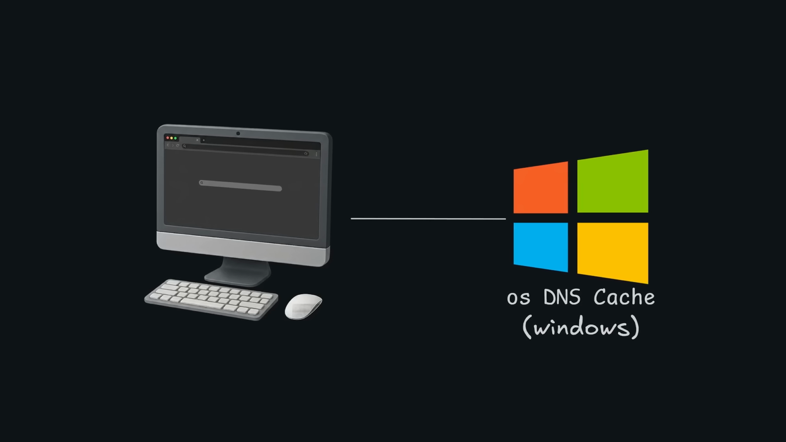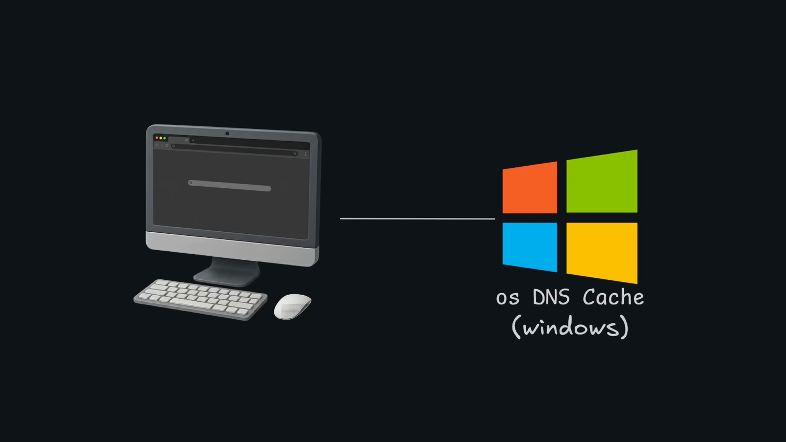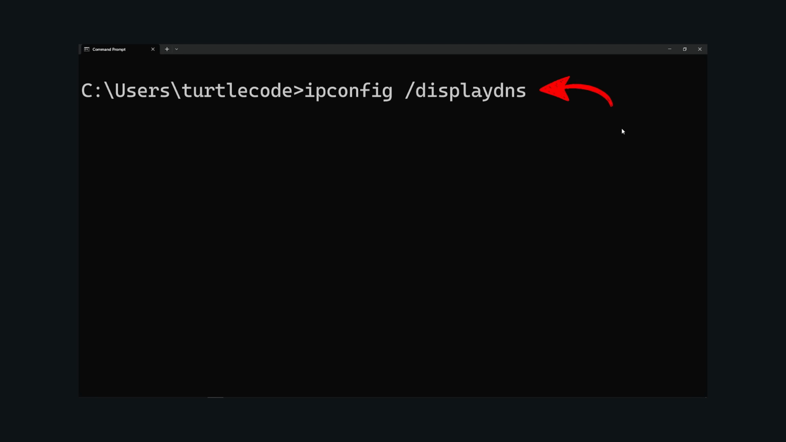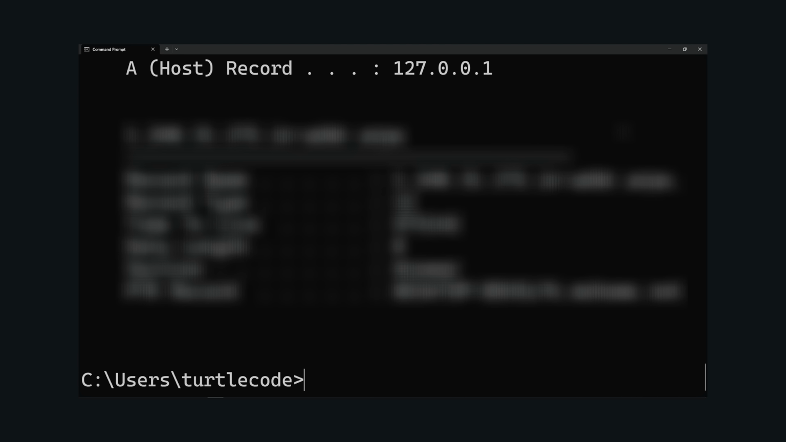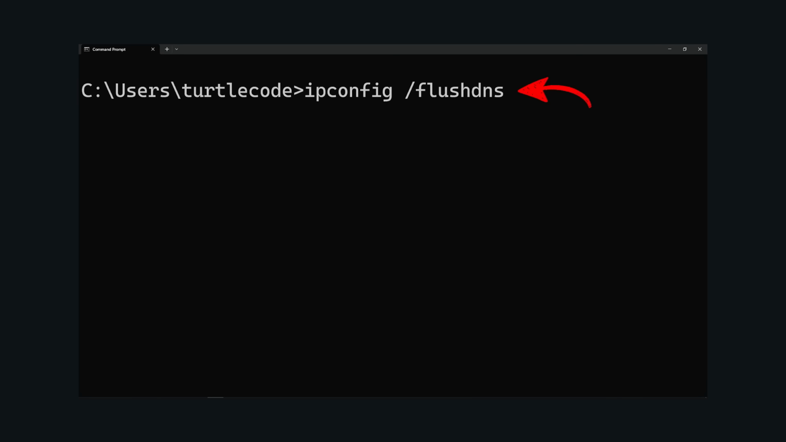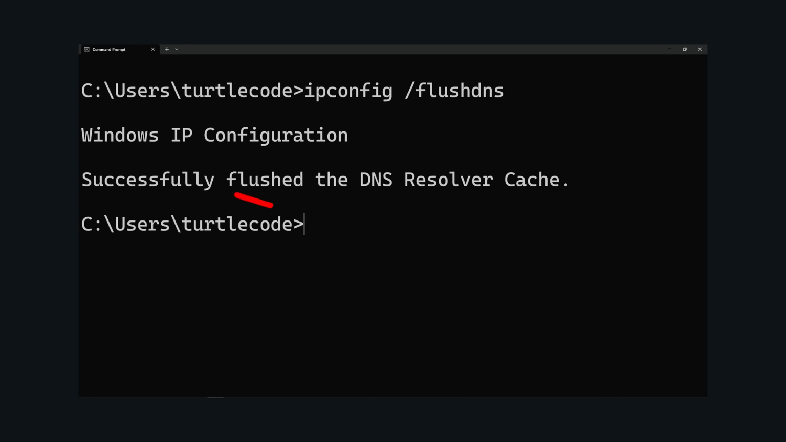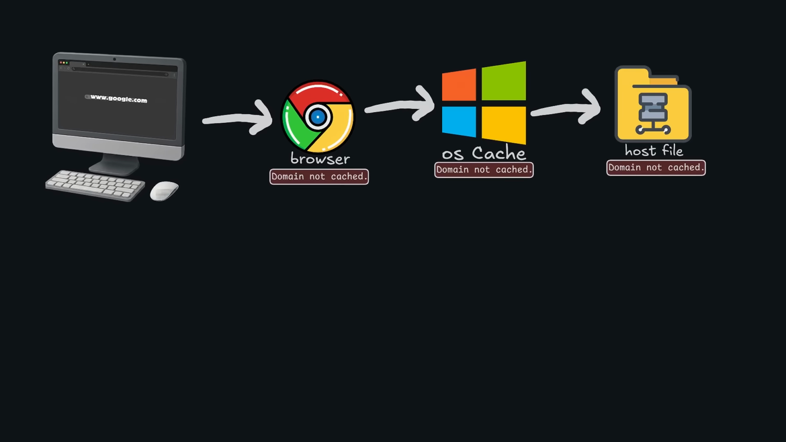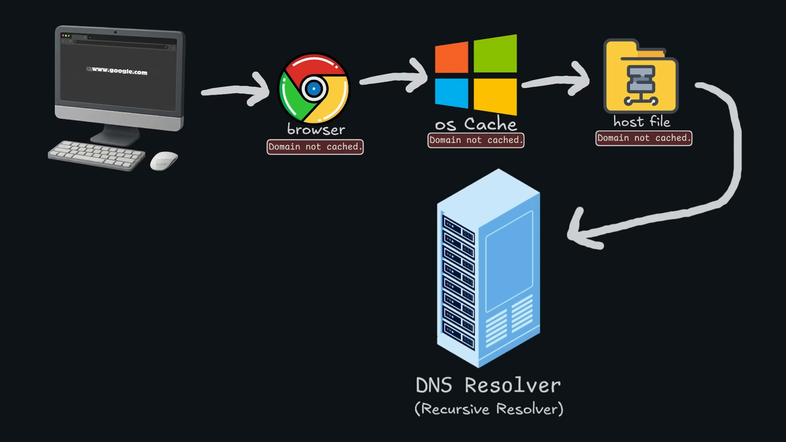After the hosts file, Windows checks its own DNS cache, the one the operating system has been quietly building in the background. You can see what's in it by running this command in command prompt. This is separate from Chrome's cache. If something is stuck here, this command clears it out. Only after all three of those come up empty does your computer finally send a request out to the network, to your ISP's DNS server, or whichever one you've configured, like Cloudflare or Google.